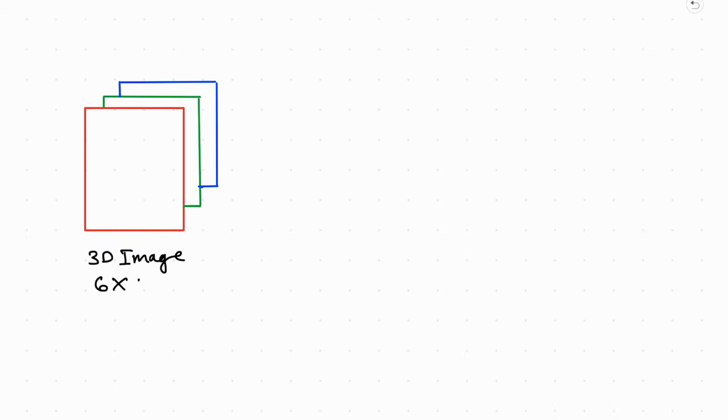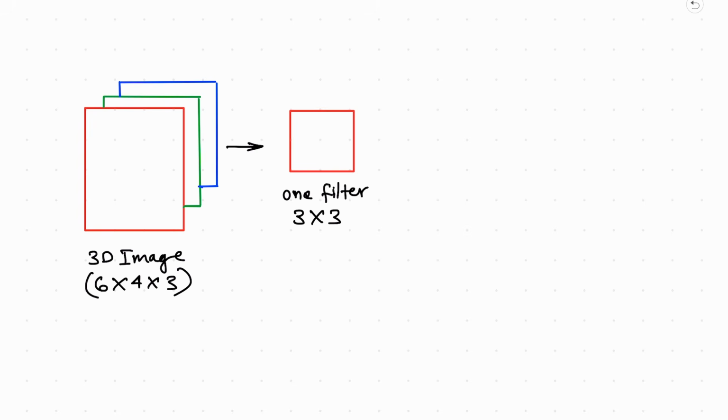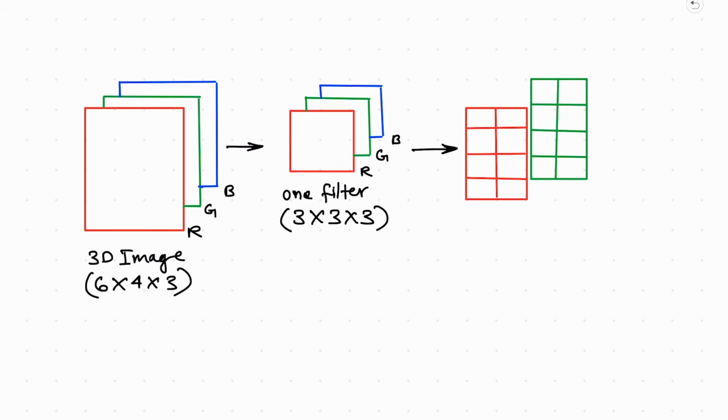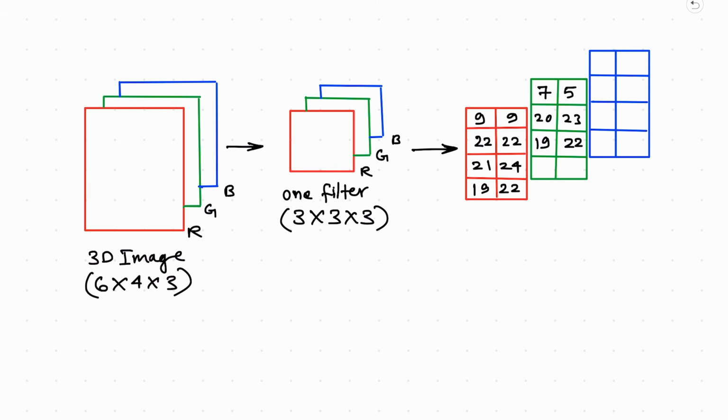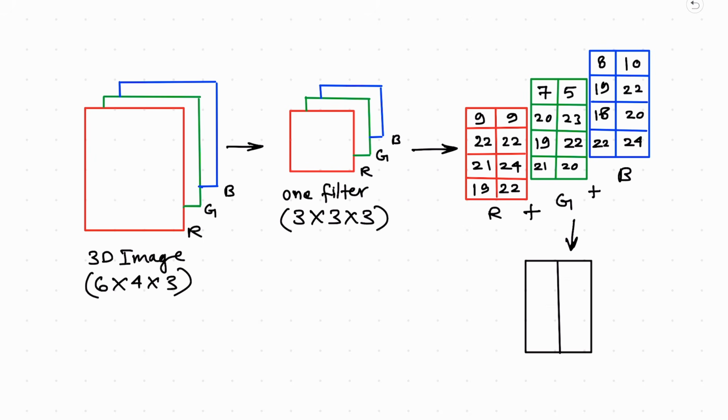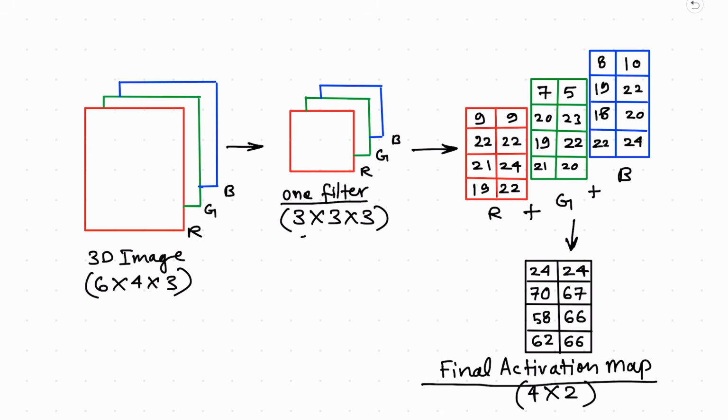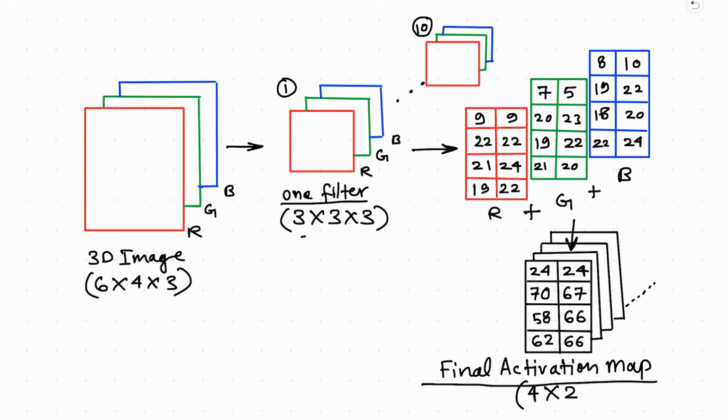So this was our 3D image. When we say we are applying one 3 cross 3 convolution filter to it, it means the filter size would be 3 cross 3 cross 3, 3 matrices of size 3 cross 3, one for each channel. So the output will be 3 activation maps, one for each channel, and the final activation map would be the sum of these 3. So one filter will produce one activation map, and if I use 10 filters, then it will produce 10 activation maps.